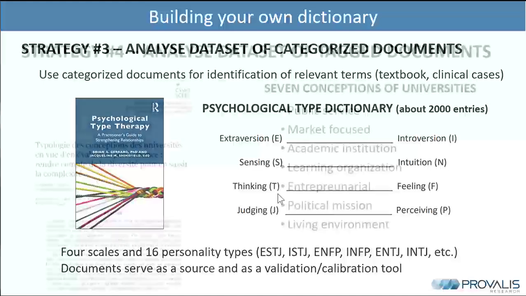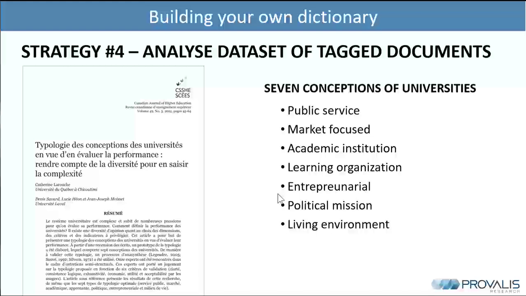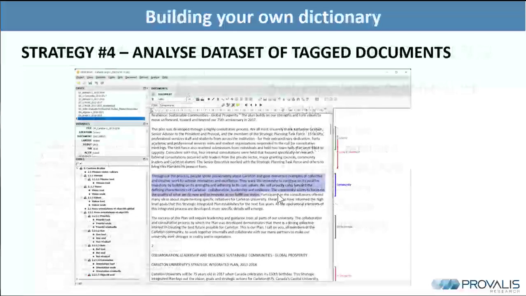My second example comes from a recent consultation we did with Catherine Larouche and her team, who developed a typology of 7 conceptions of universities, and they wanted to create a dictionary that could be used to measure those 7 conceptions. They collected 192 annual reports, mission statements, and web pages from 130 colleges and universities across Canada, split those documents into about 23,000 paragraphs and coded them manually.